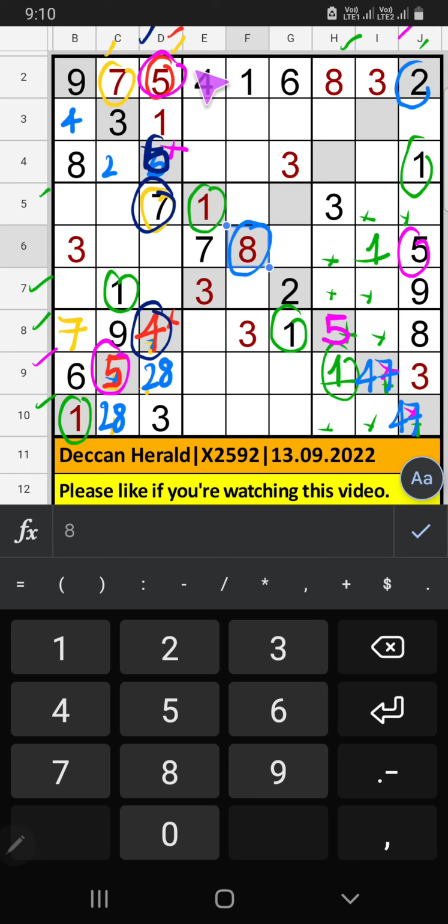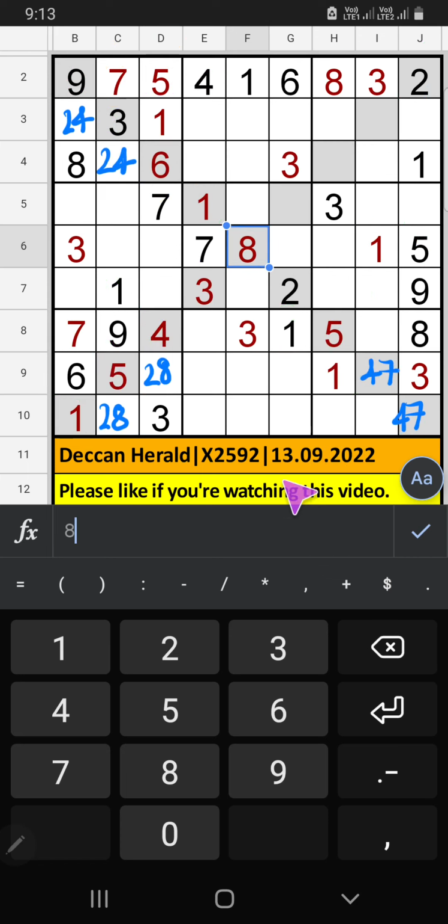Then in the first grid, two numbers are remaining, 2 and 4. It will come in one of the two cells. We will confirm later. In the 8th row, two numbers are remaining, 2 and 6. It will come in one of the two cells. We will confirm later.